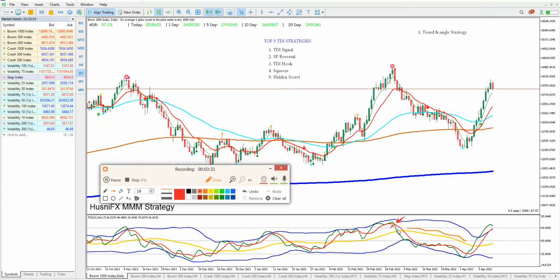That is the signal of the angle in the trend direction, because this yellow is showing us that this market is in a downtrend. If we go back here, we can see that this market was in a downtrend. So there is where the market had an entry for the TDI. That is the breakdown of the strategy in the TDI signal.